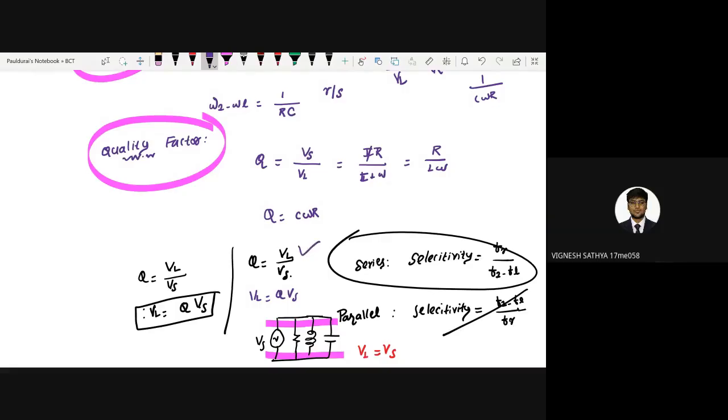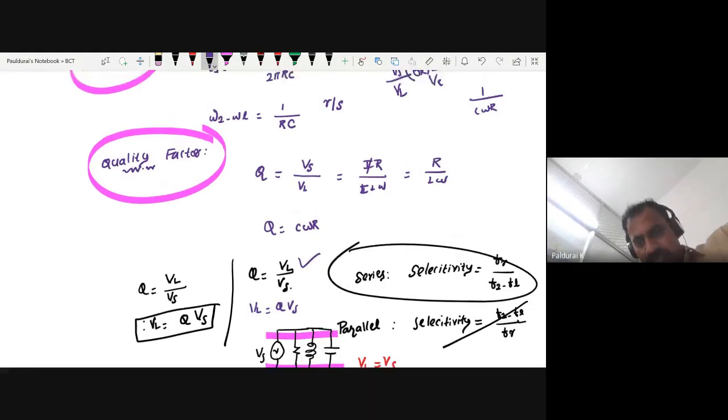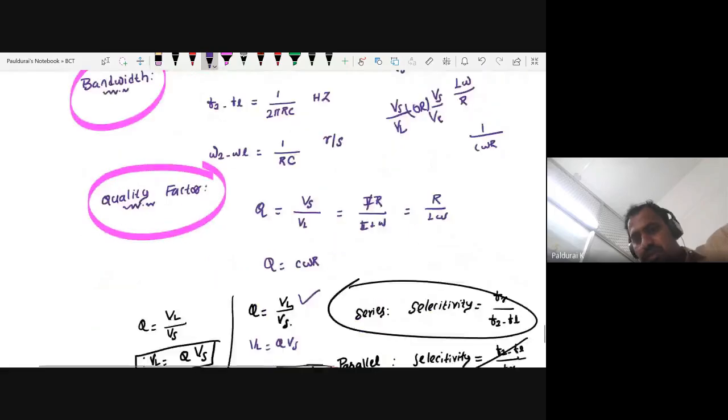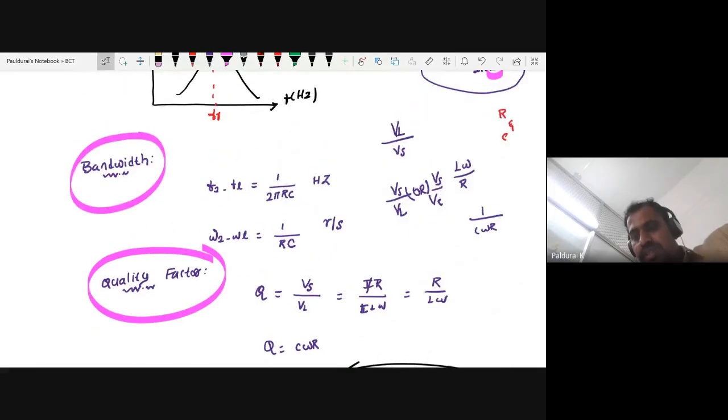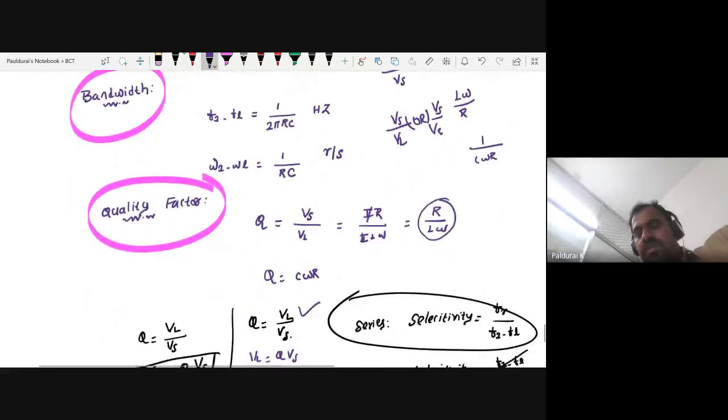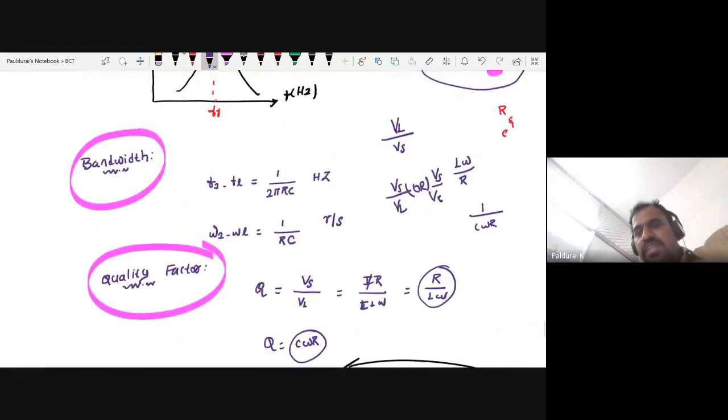Okay, sir. So this is the definition for quality factor, and the formula is R by L omega and C omega R. Whereas here it is L omega by R and 1 by C omega R in series resonance. Just to compare series and parallel resonance when you are studying, then it becomes easy. I took this much time on series resonance to cover it thoroughly.